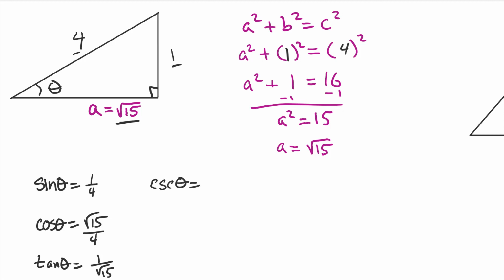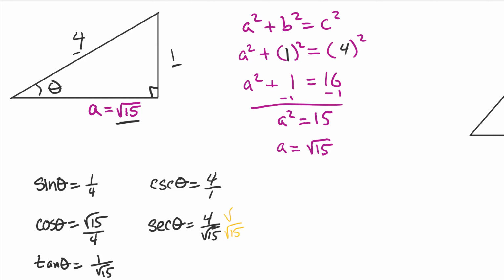So reciprocal, 1 over 4 will turn into 4 over 1. Secant of theta goes with cosine, so we have 4 over root 15. Now, personally, I don't care if you rationalize your denominators, but your textbook might. Your online homework might care. I don't care. We have calculators now. That's a holdover from slide rules.